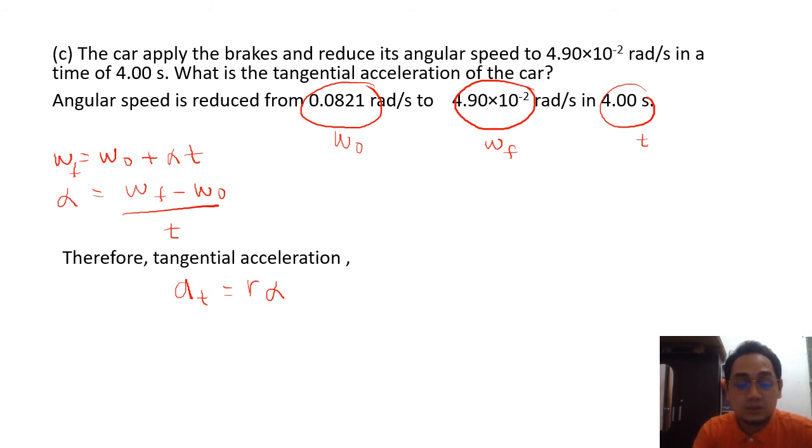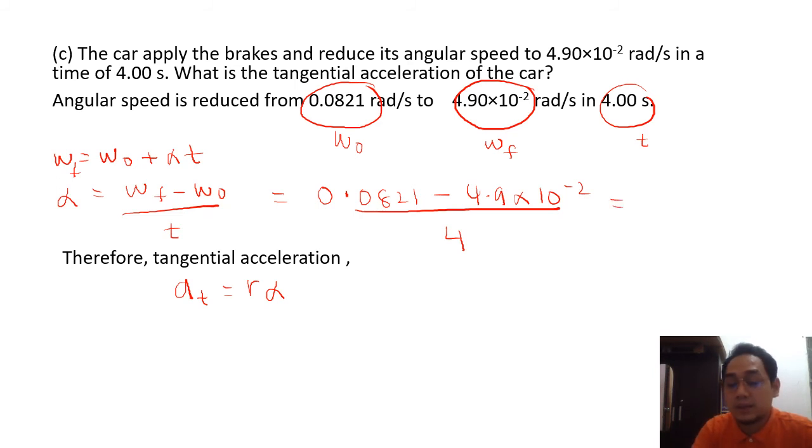So just substitute this information into the formula that you have derived. The value of alpha will be 0.0821 minus 4.9 × 10^-2, divided by 4. So you will get the value of alpha is negative 8.28 × 10^-3 rad/s². So this is the value of alpha. So we have obtained the value of alpha.